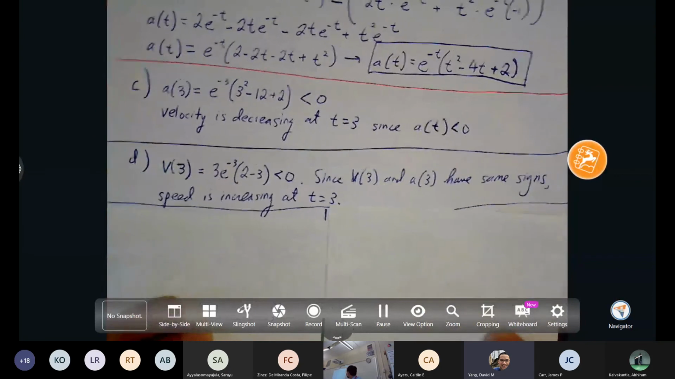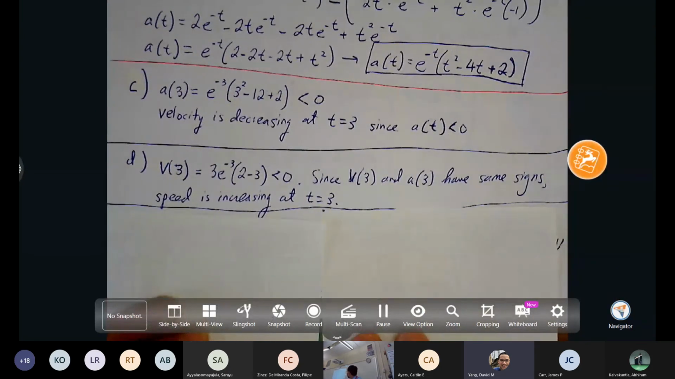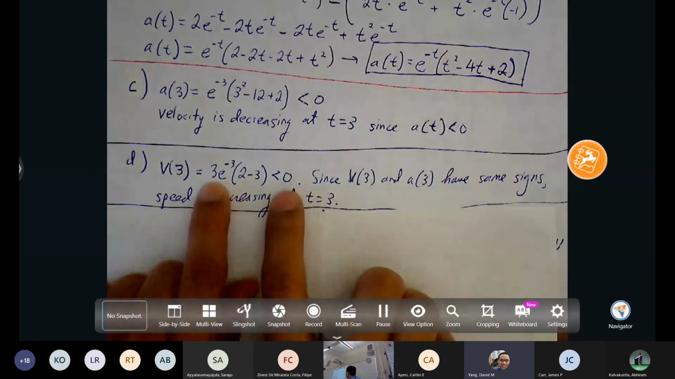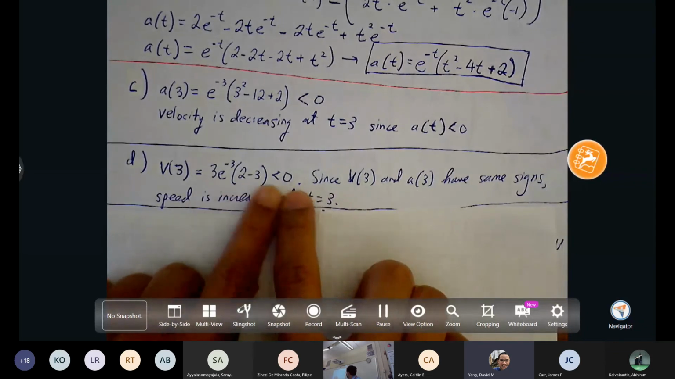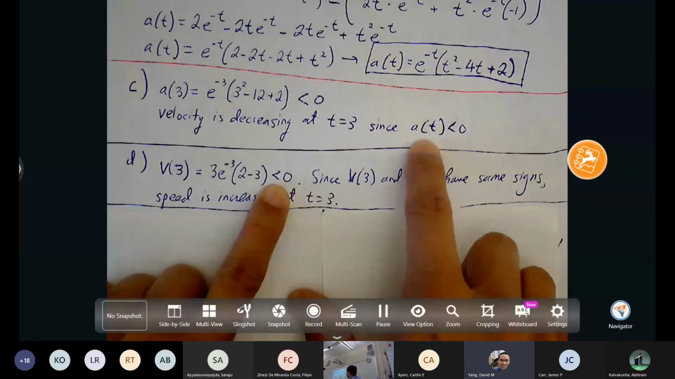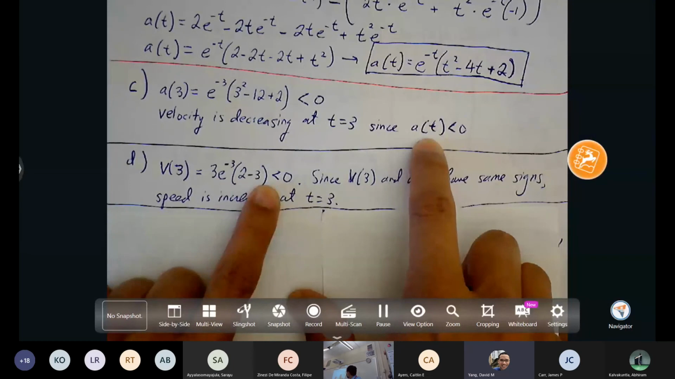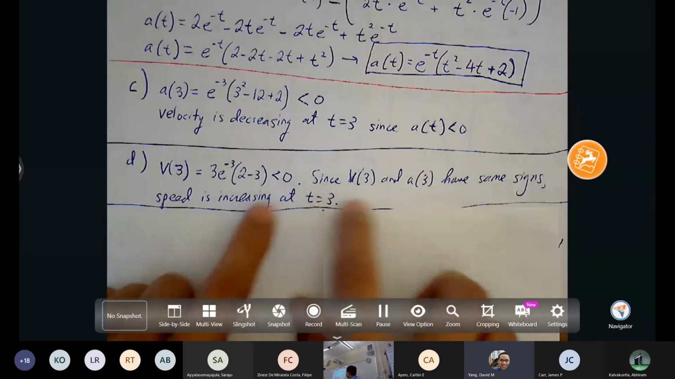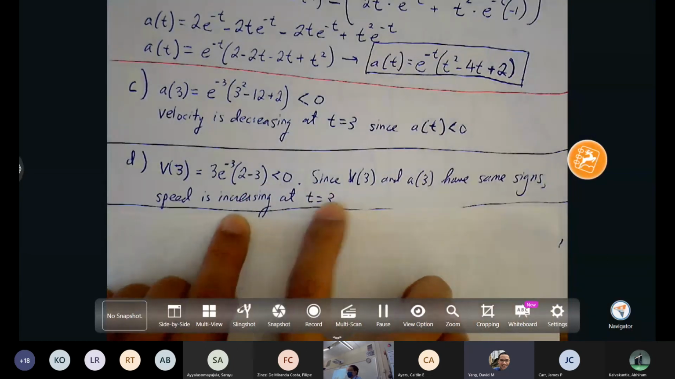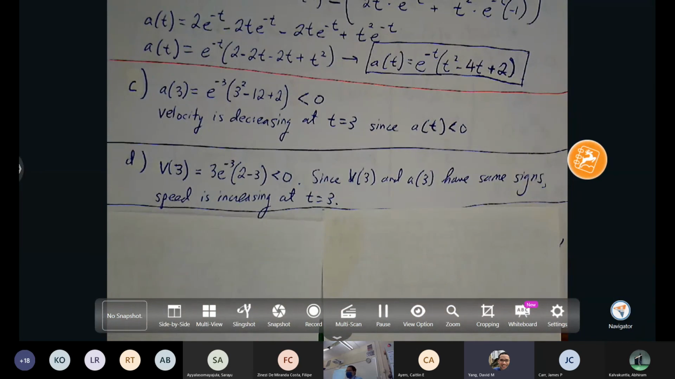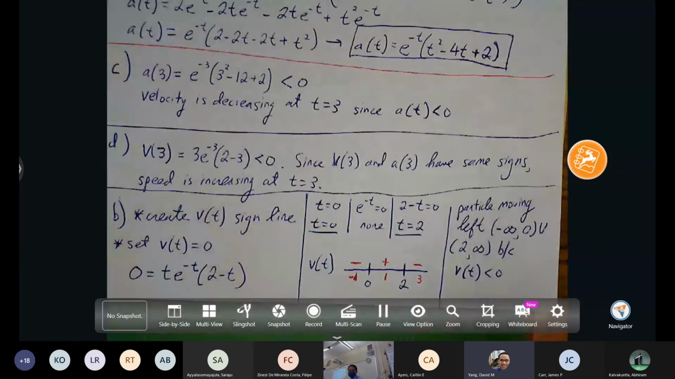Speed is increasing for part D, yes, because velocity and acceleration are both negative. If I plug 3 into my velocity function, I'm going to get a negative number. Comparing my velocity and acceleration, they have the same sign. Speed is therefore increasing. But if one is positive and the other is negative, then we have decreasing speed. Okay, questions there?